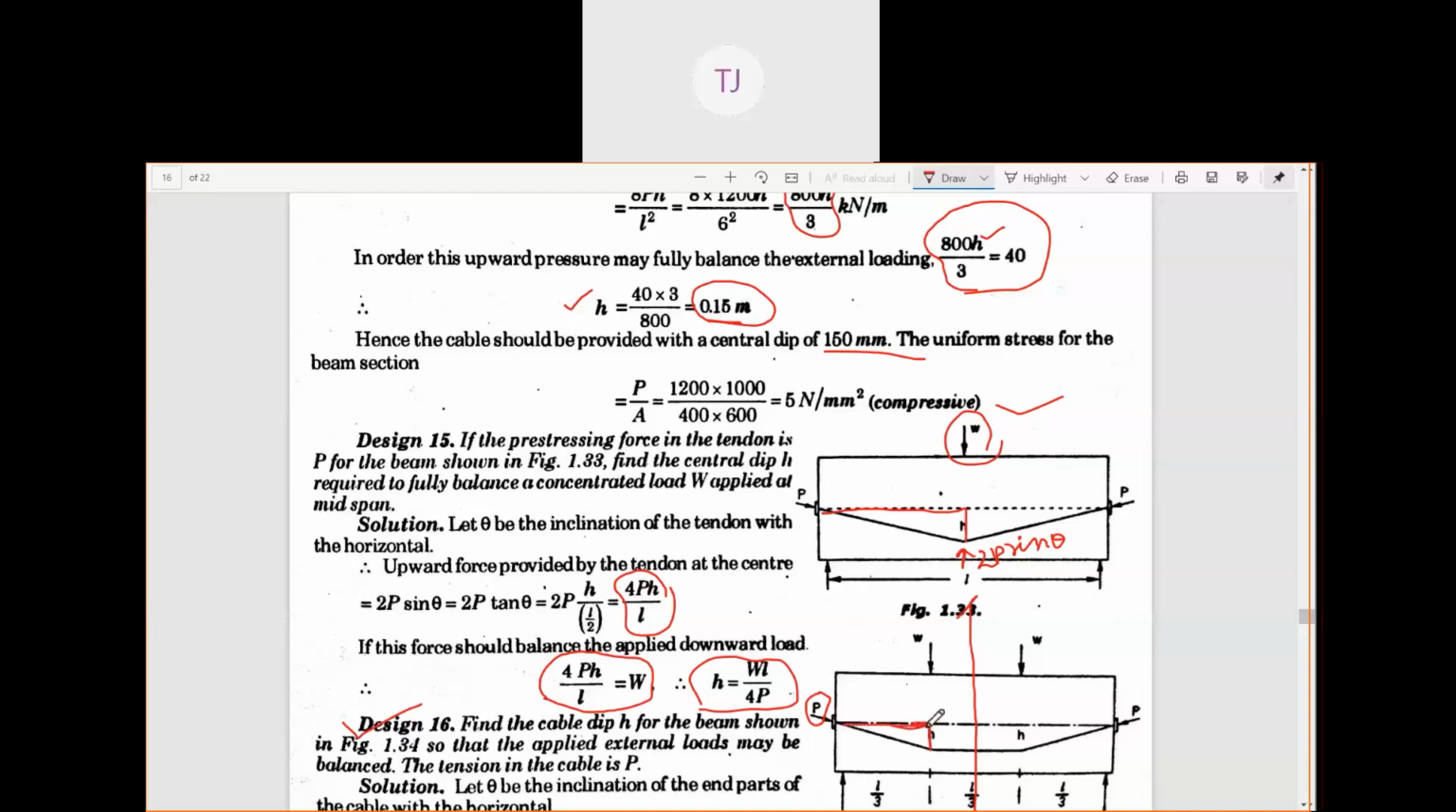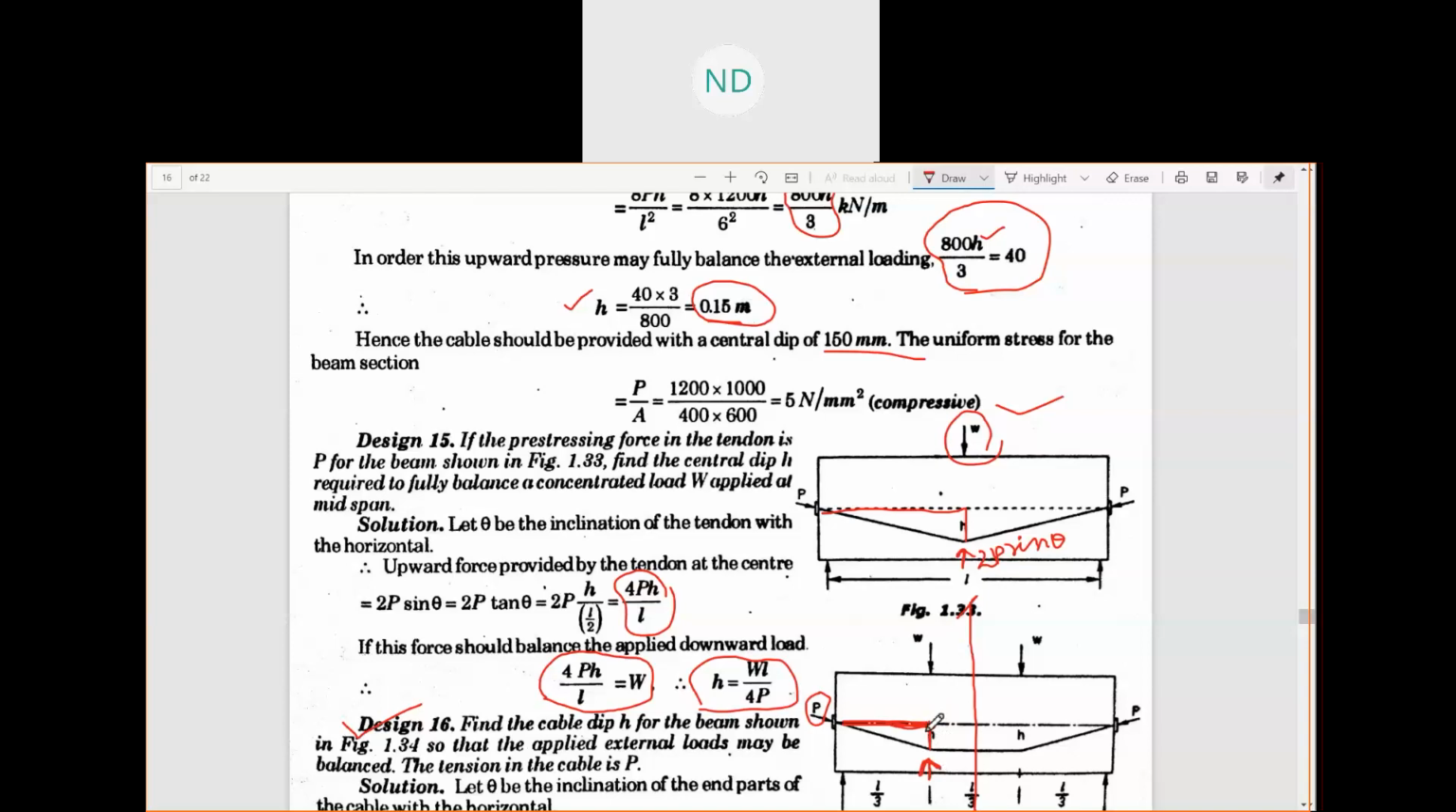Shimti, WL by 3P. It's WL by 3P, because when we consider this portion, we will get the value of this H. And the value of this H will be the same for this side also. So that's why we can consider this portion only. Now, this is a point load, so one upward thrust will be there, and that will be equal to your this.